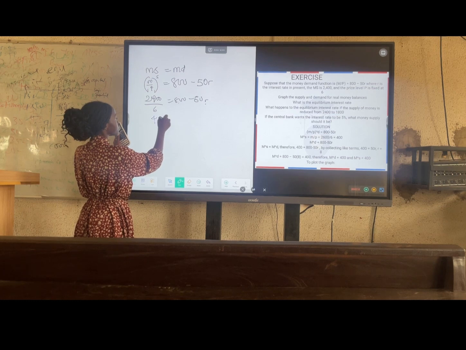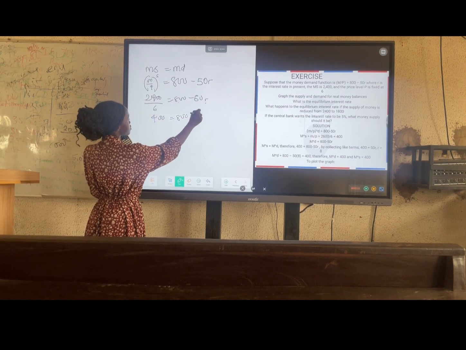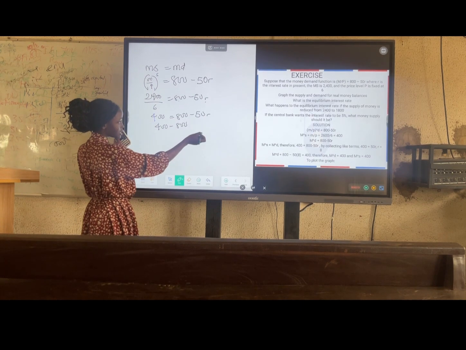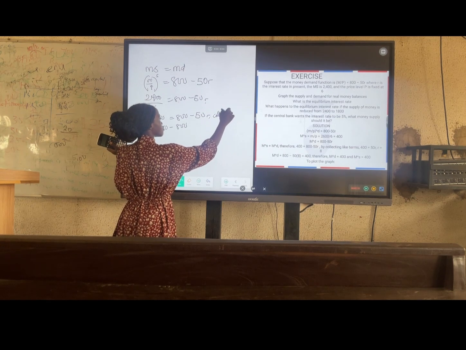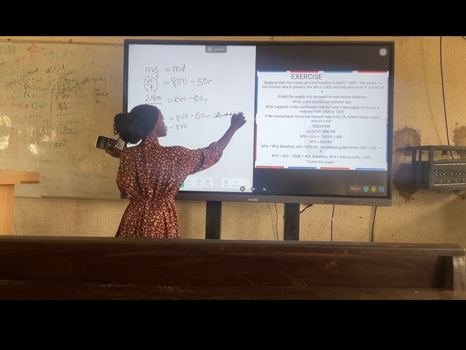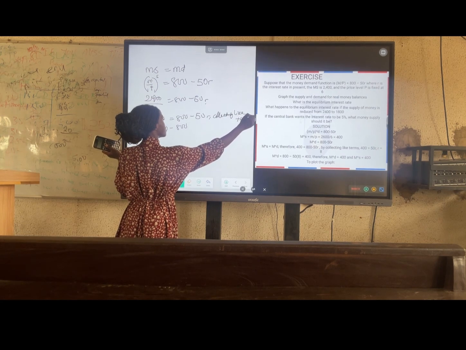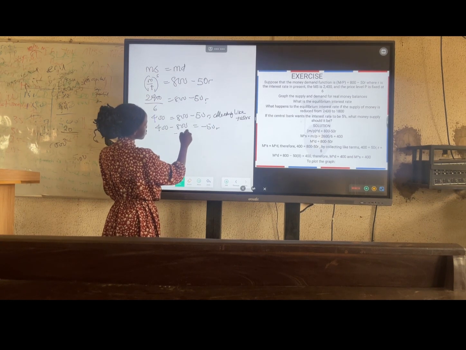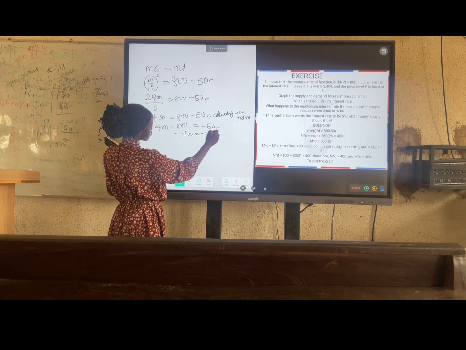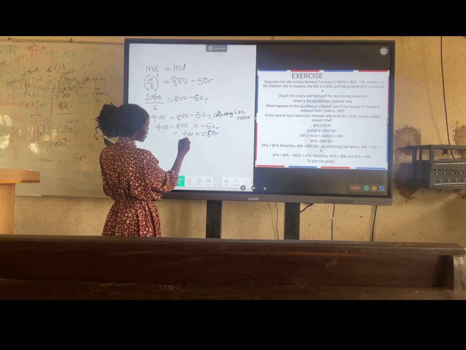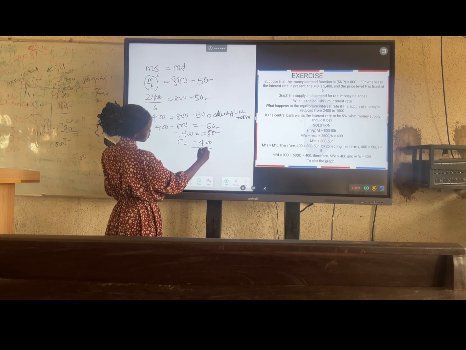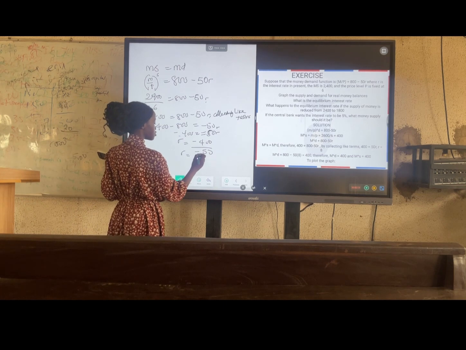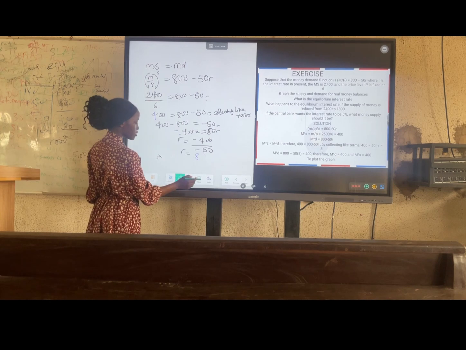So we have 400 equals 800 minus 50R. We're just basically collecting like terms here, so we're trying to make R the subject of the formula. We're looking for the rate. So 400 minus 800 equals minus 50R. Minus 400 equals minus 50R. So R equals minus 400 divided by minus 50, equals 8. So this is my rate. My rate is 8.